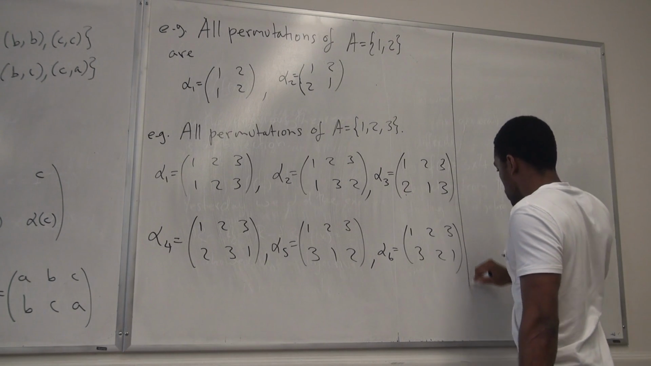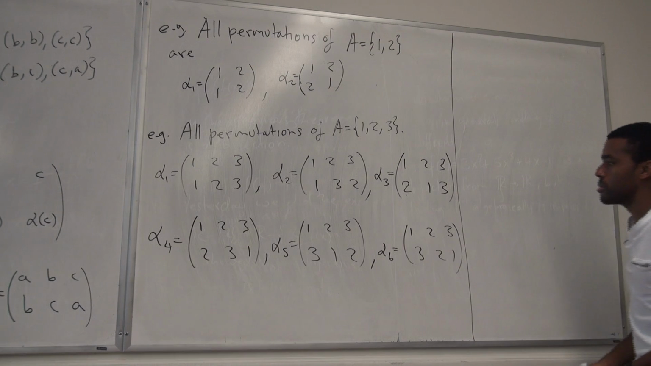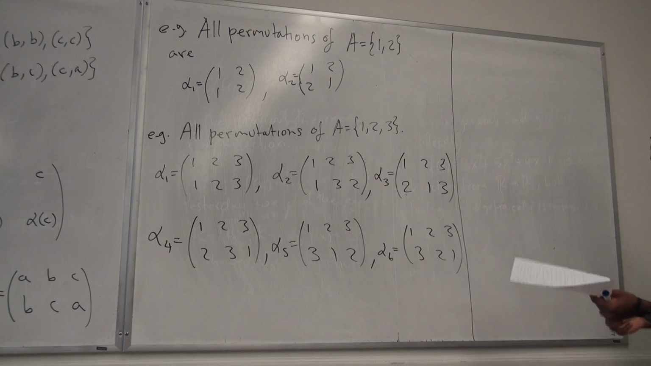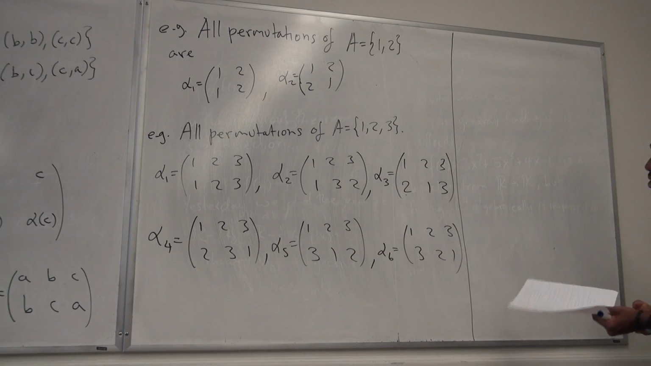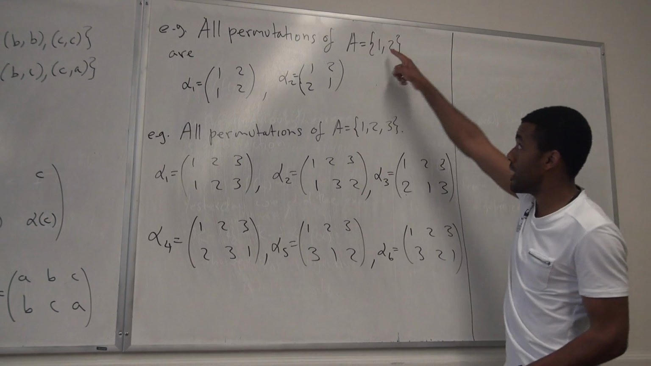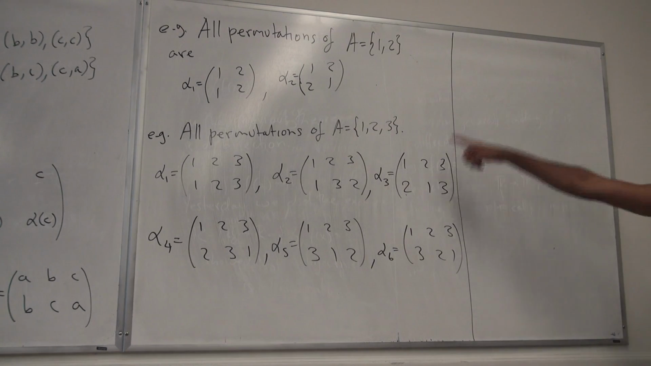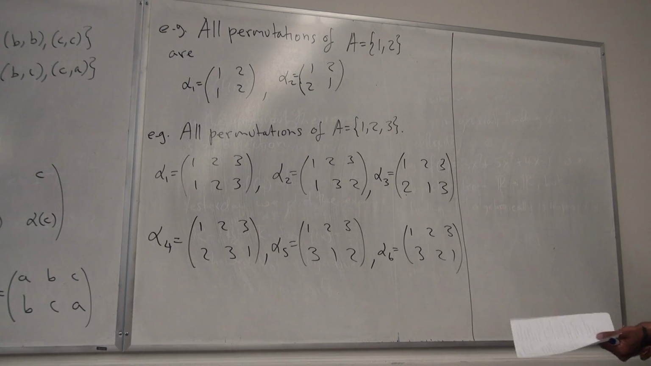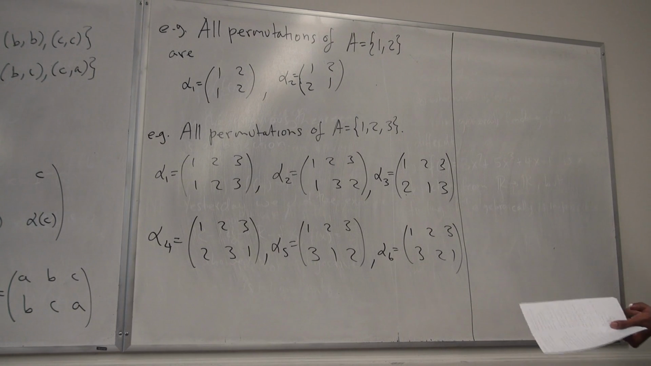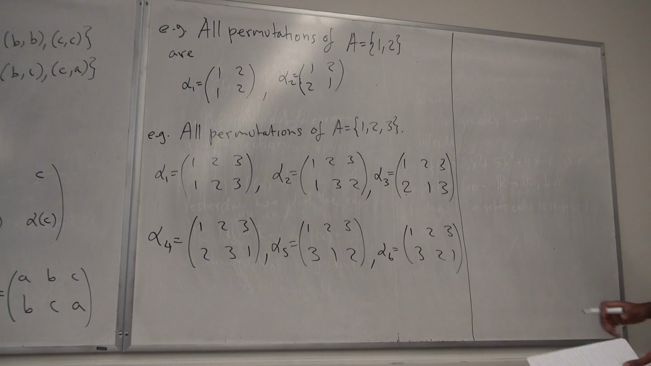How many do you think a set with 4 elements will have? It's factorials, exactly. So a set with 2 elements will have 2 factorial permutations. A set with 3 elements will have 3 factorial permutations, and so on and so forth. This is sort of piggybacking on that theorem that we had where the number of bijective functions from a set to itself is n factorial.